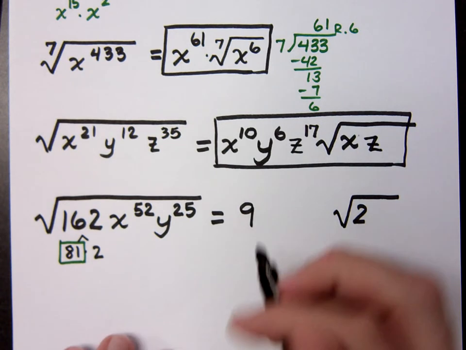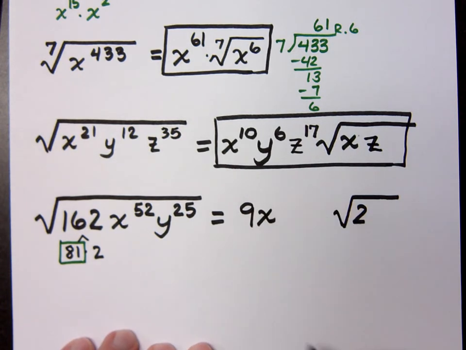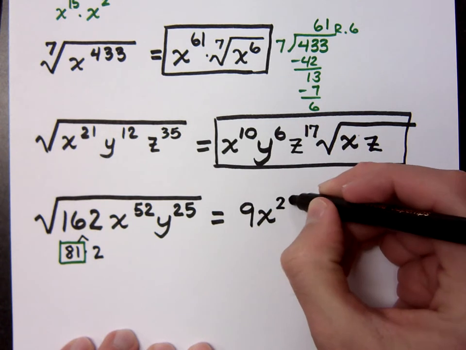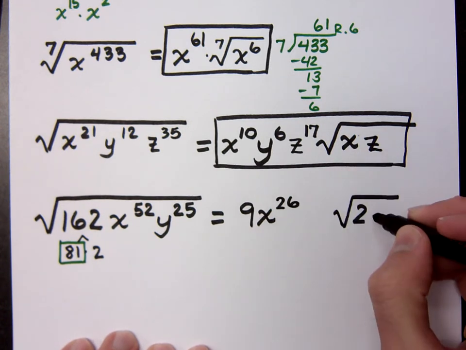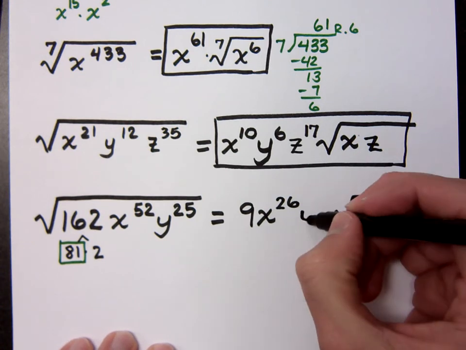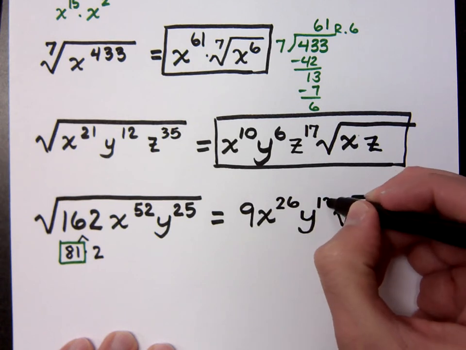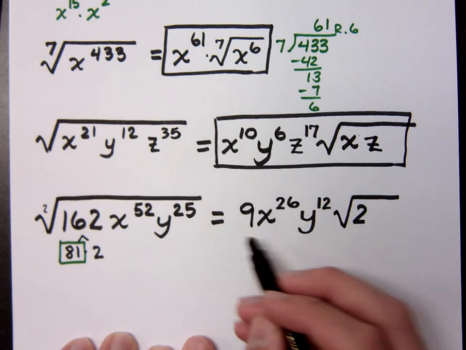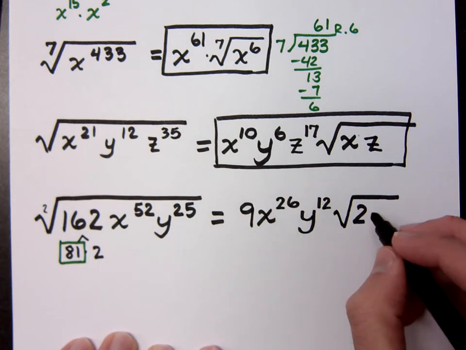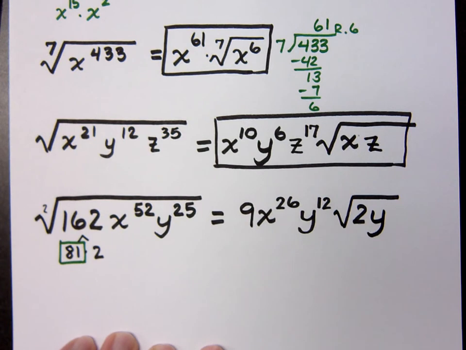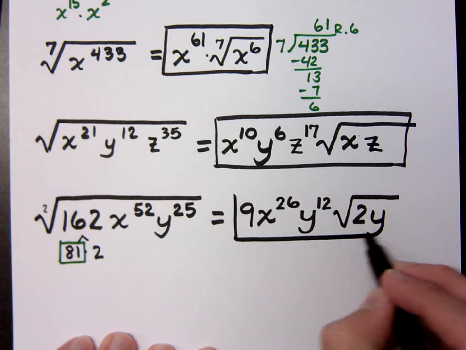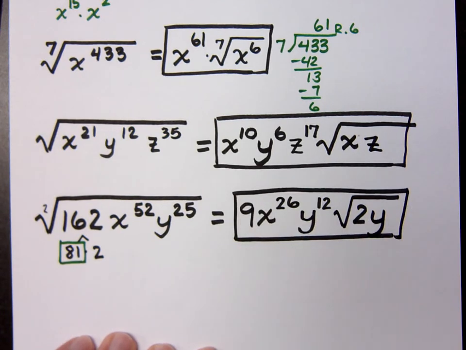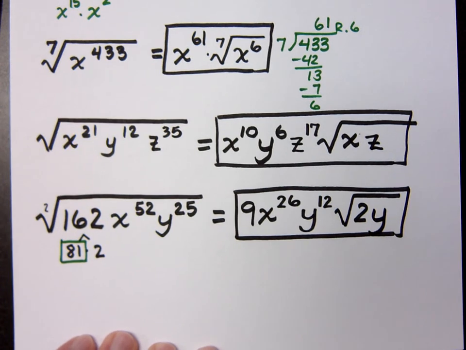How much x gets to come out? I get x to the 26th. How many x's are left over? None. Okay, then what about your y's? The understood index of 2 goes into 25 12 times with what left over? With one factor of y left over. What do you guys think about that one? Any questions?